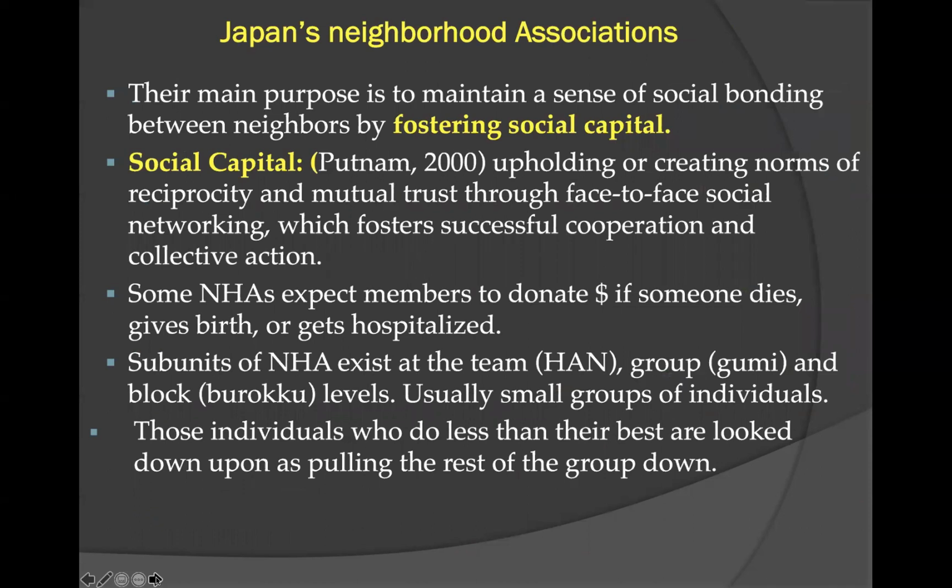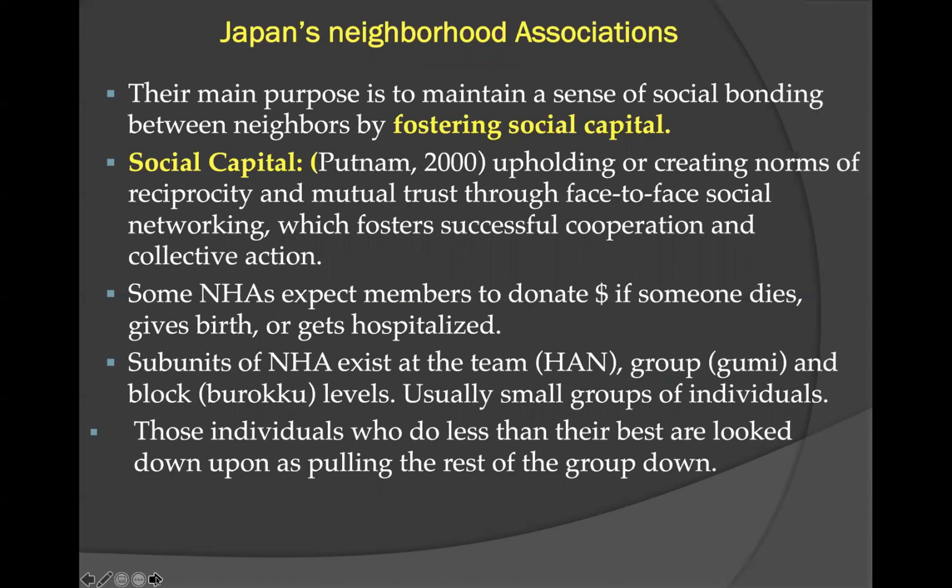The main purpose of neighborhood associations is to maintain a sense of social bonding between neighbors. And this is what we call fostering social capital. And Putnam defines social capital as upholding or creating norms of reciprocity and mutual trust through face-to-face social networking, which fosters successful cooperation and collective action.